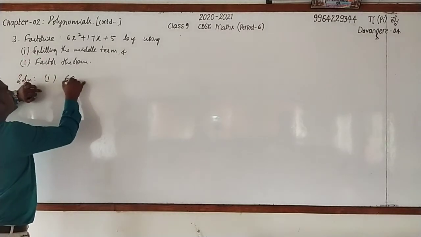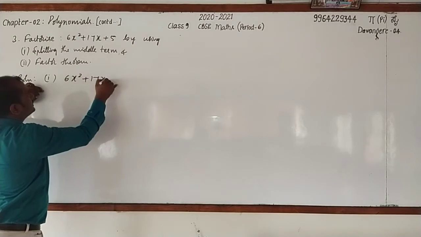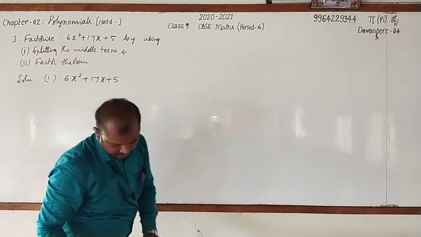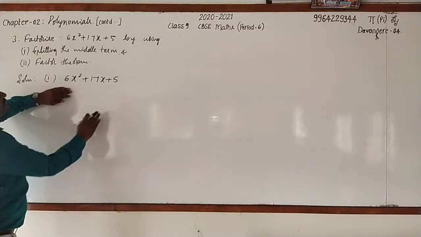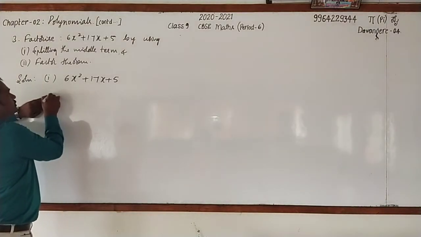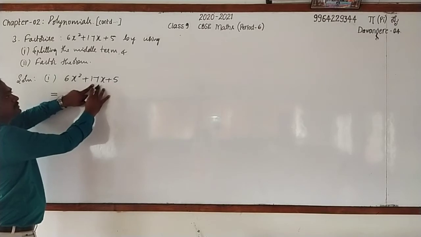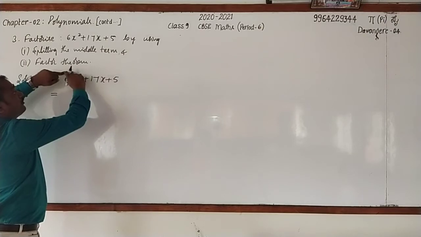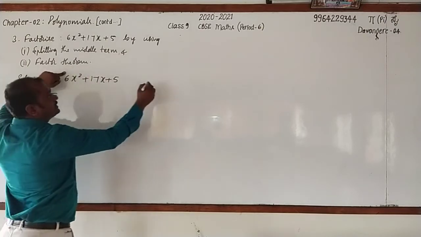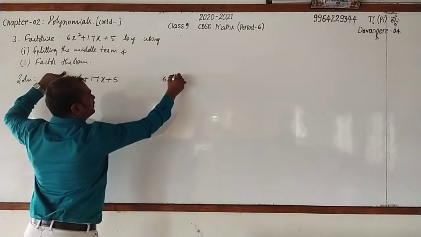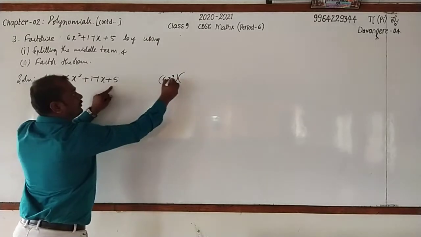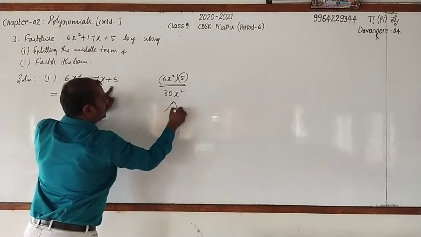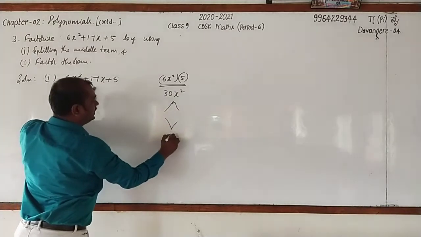It is 6x square plus 17x plus 5. This is the given polynomial. It has been taken from the NCERT text. Splitting the middle term. What is the middle term? 17x. So according to this method, first we have to multiply first and last term. First term is 6x square. Last term is 5. 6 5s are 30. 30x square. Middle term is 17x.